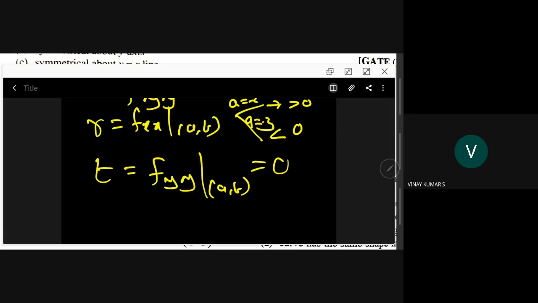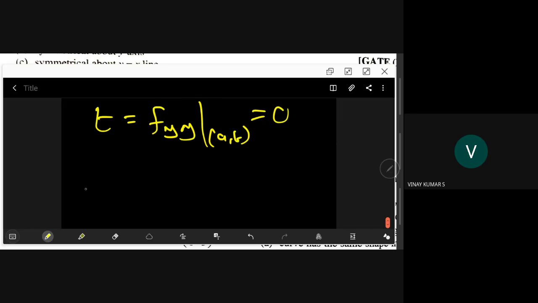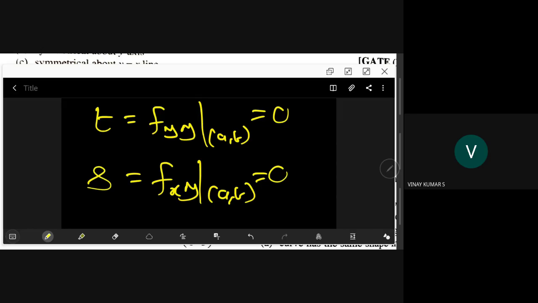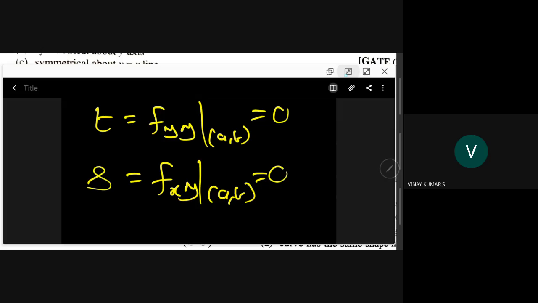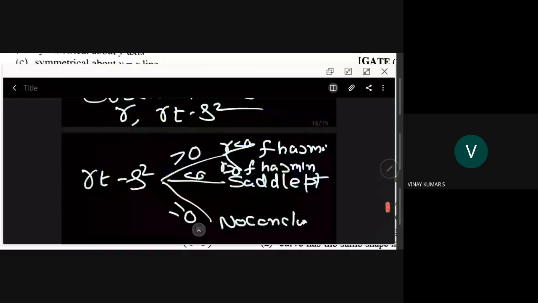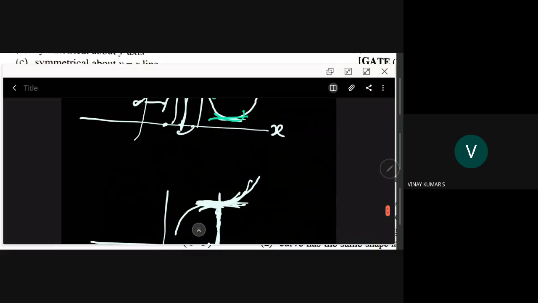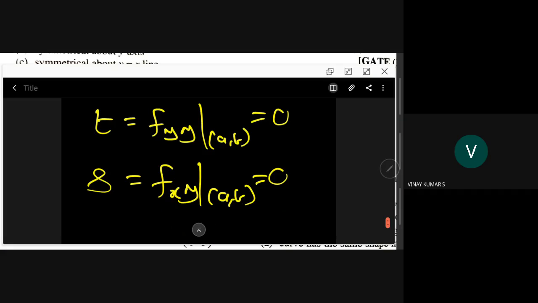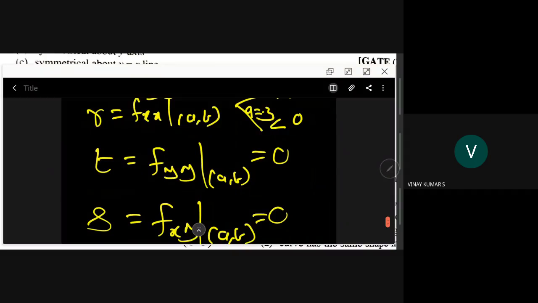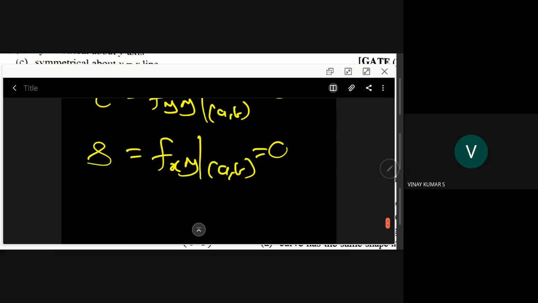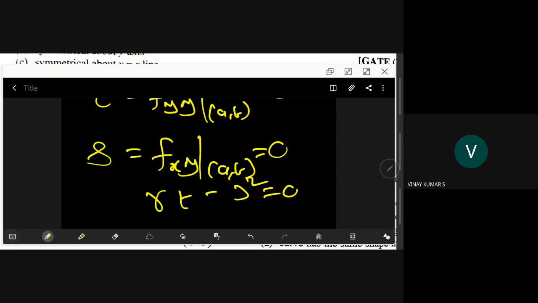Okay. Then S is FXY. That is also 0. Now, what did I say? What is that condition I told? I have written here, RT minus S square. RT minus S square is 0 here. So you cannot draw any conclusion. That is the thing here.